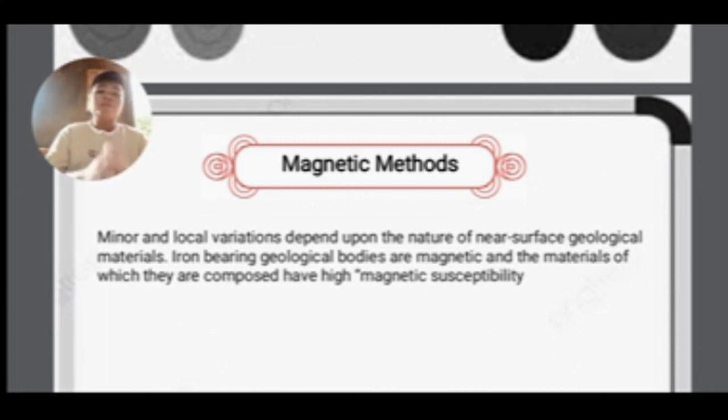Minor and local variations depend upon the nature of near-surface geological materials. Iron-bearing geological bodies are magnetic, and the materials of which they are composed have high magnetic susceptibility. But nowadays, according to my research, the Earth's magnetic field is generated by electrical currents circulating in its outer core.